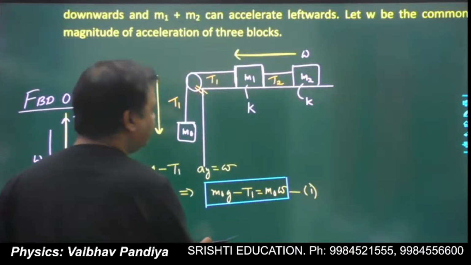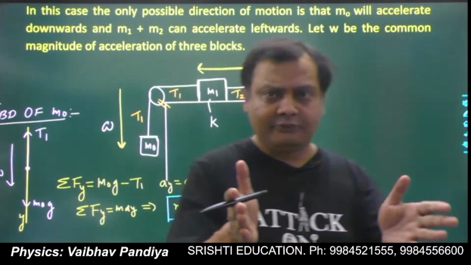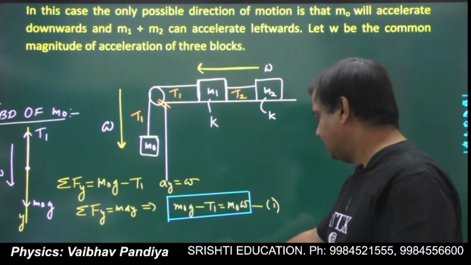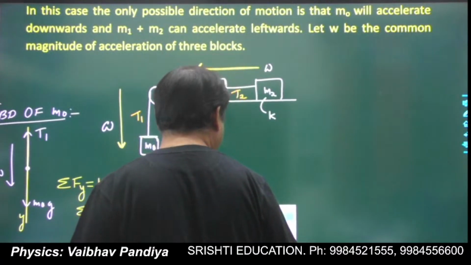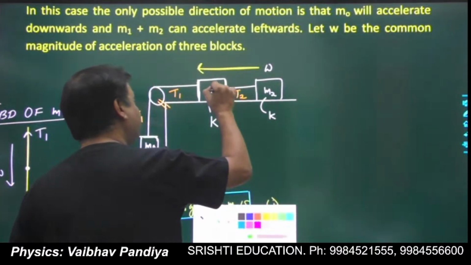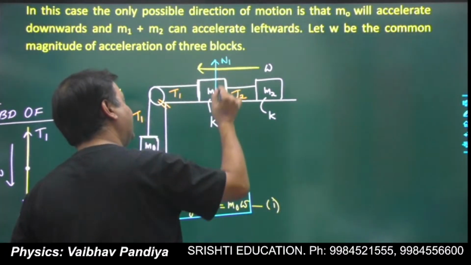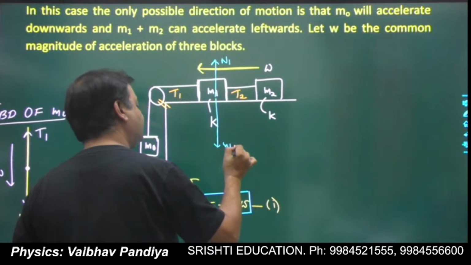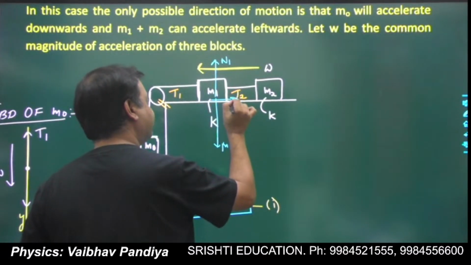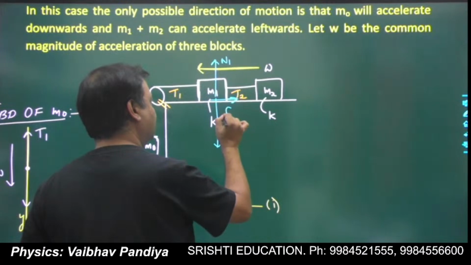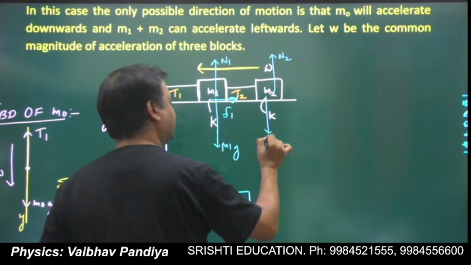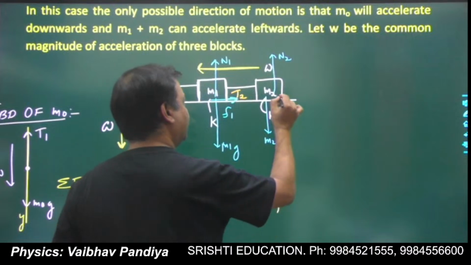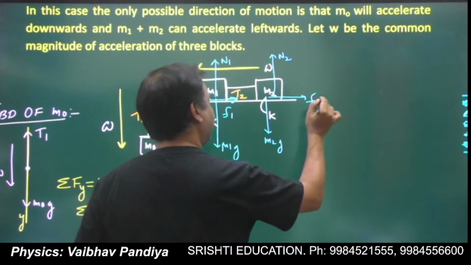Okay, now tell me one thing. Can we make the combined FBD of M1 and M2? The condition for making the combined FBD is that both must have the same acceleration, and in this case both are having the same acceleration. It will be acted upon by a force N1, and this is M1G, and a friction will act F1. This is N2, this is M2G, and a friction will act F2, correct?